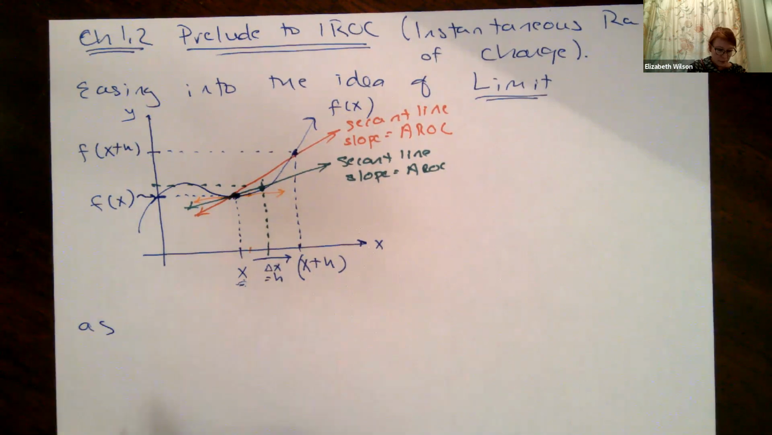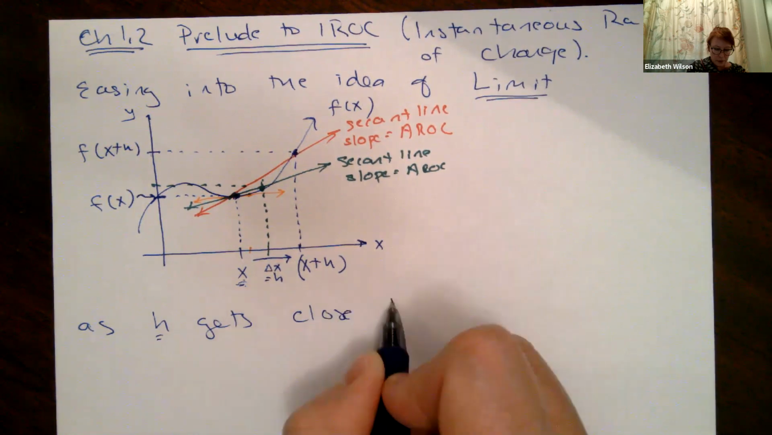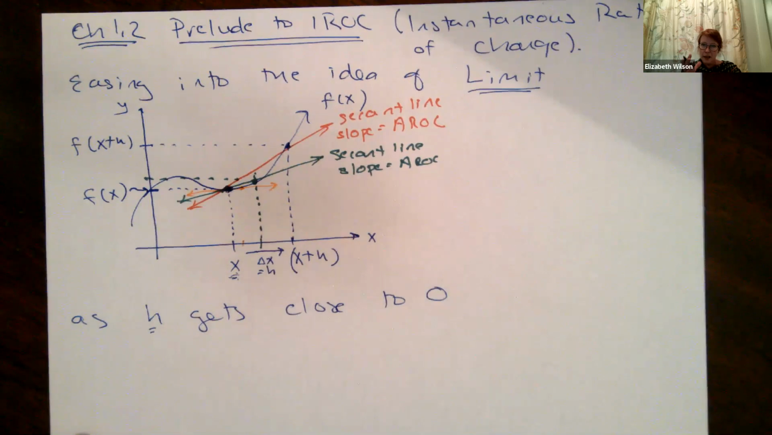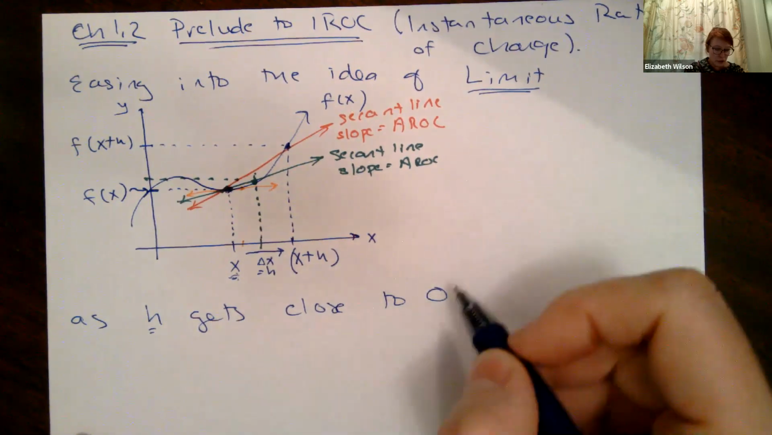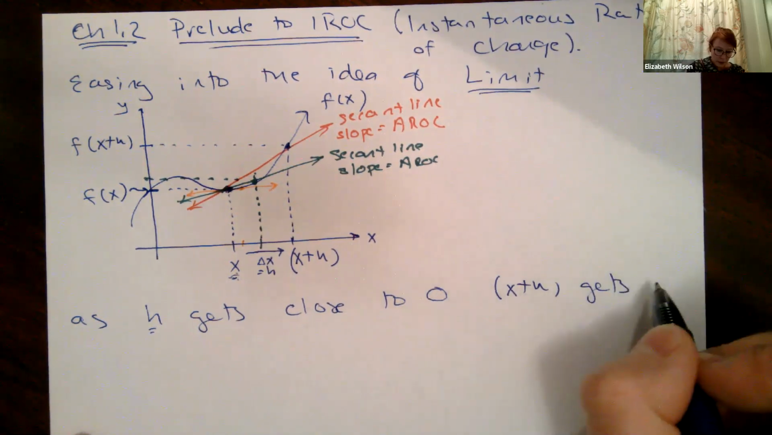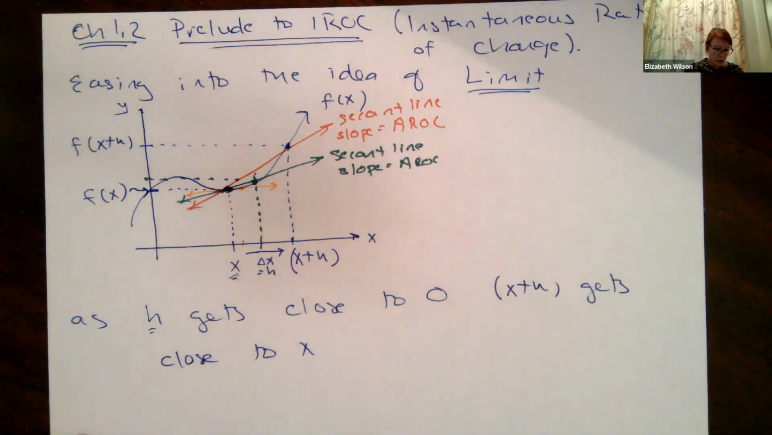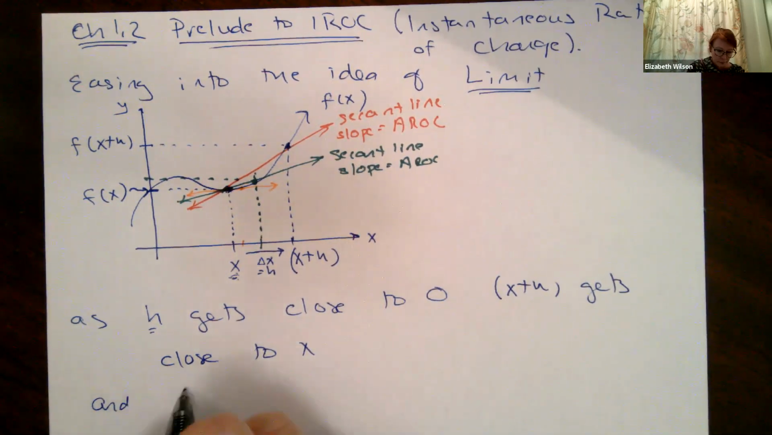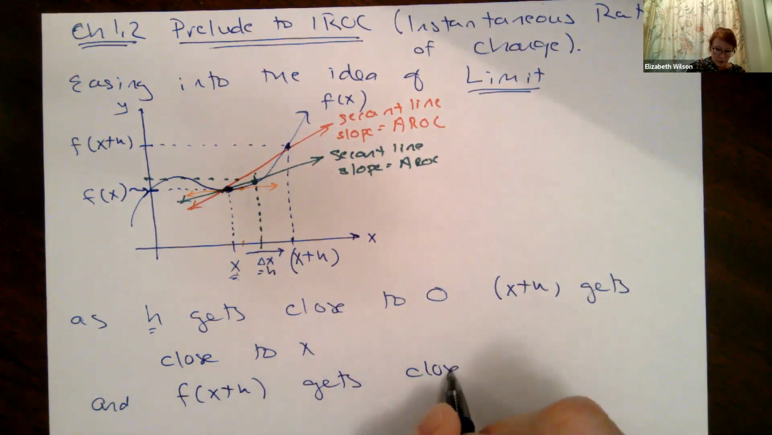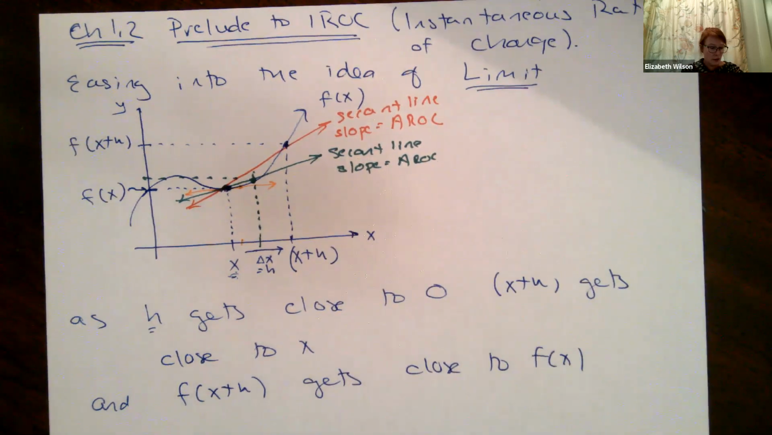So as h gets close to 0, so that means this distance between x and x plus h gets smaller and smaller. As h gets close to 0, x plus h gets close to x, right? That distance gets smaller and smaller. And f of x plus h gets close to f of x, right? We can see that, right? We're getting closer and closer and closer to f of x, okay?